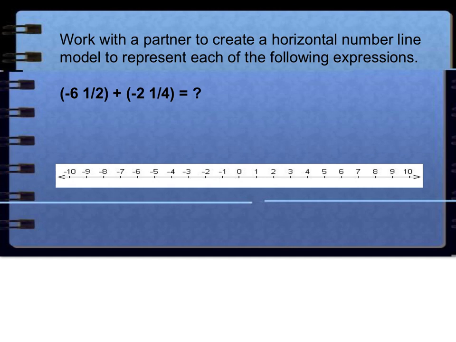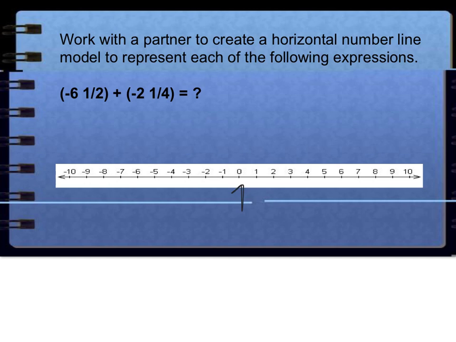All right, so now it's time for us to start working with other rational numbers. So you're going to work with a partner to create a horizontal number line. We're going to try and represent each of these on the number line. I'm going to give you a chance to try it on your own. Go ahead and pause me, and when you're ready, come back and we'll check.